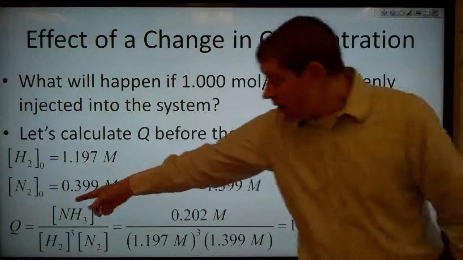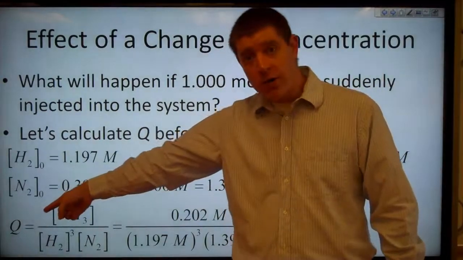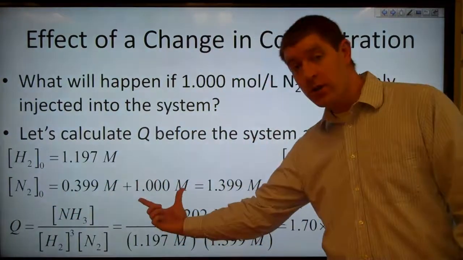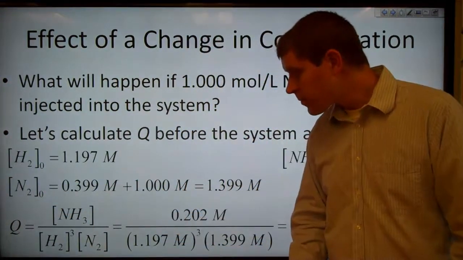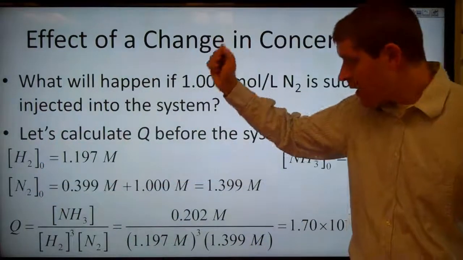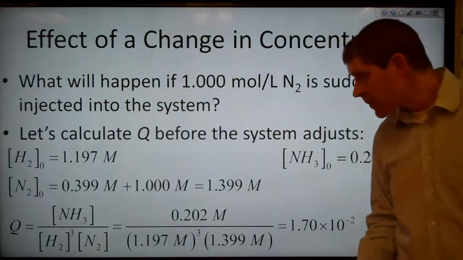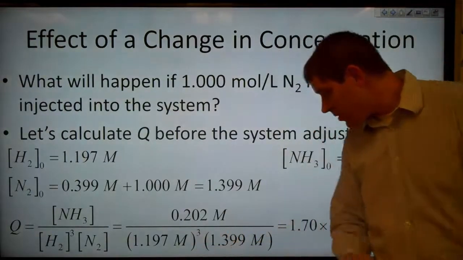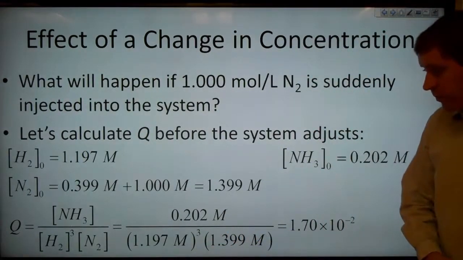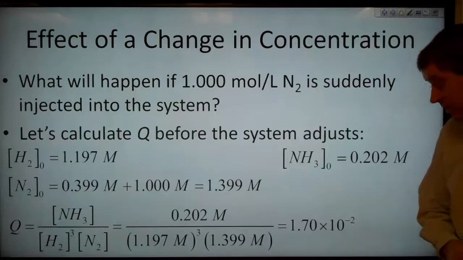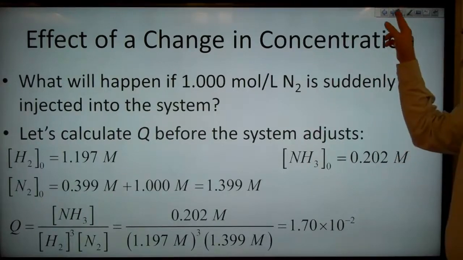So now we have our reaction quotient, Q. Remember, we're not at equilibrium anymore now that we've added this extra nitrogen. So now we have Q, and we plug in our values for the concentration of ammonia and the concentrations of hydrogen and nitrogen. And that means that we end up with a value of 1.70 times 10 to the minus 2.